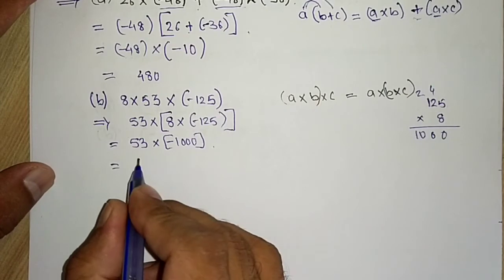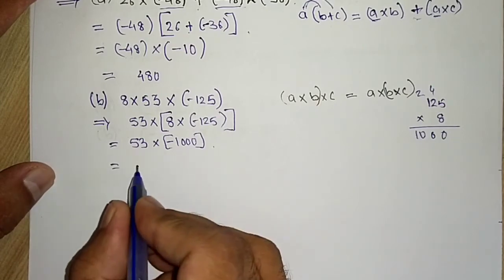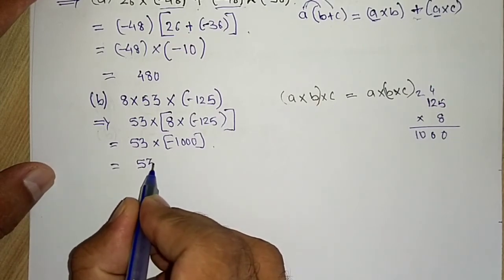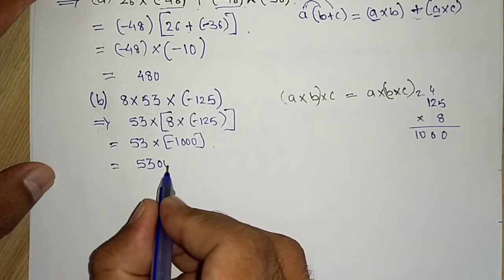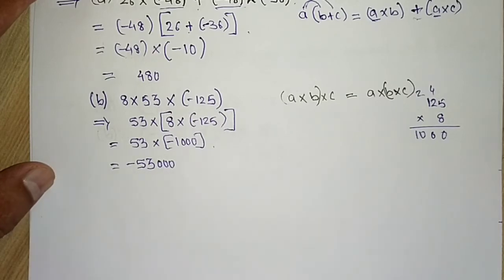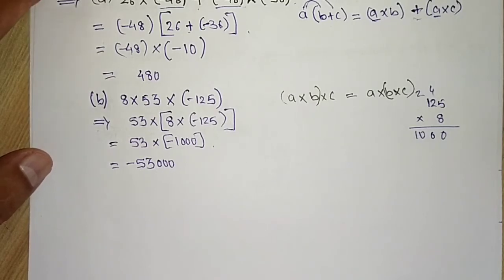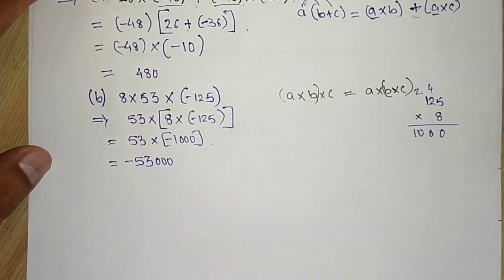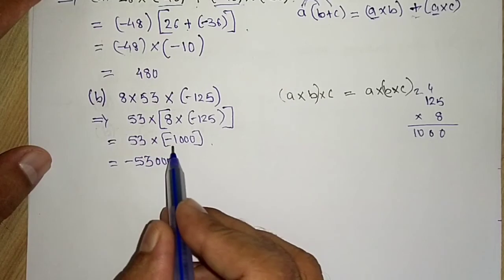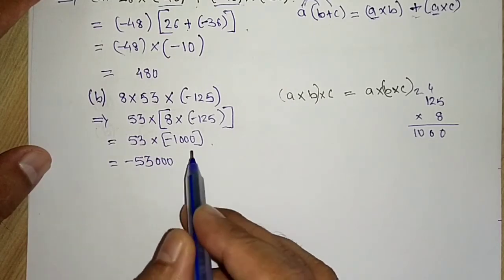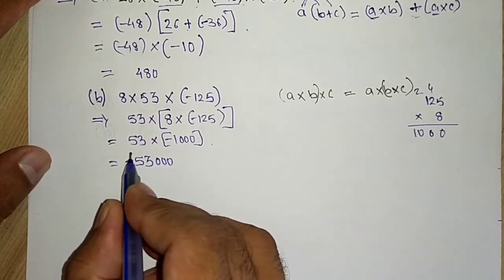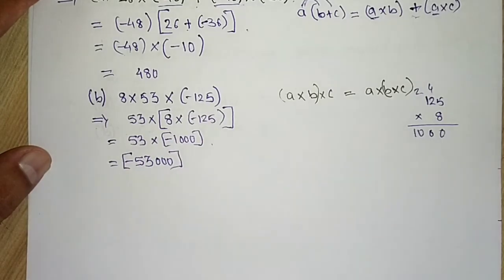Now we will multiply it with 53 and our answer will be 53,000. To multiply any number with 10, 100, 1000, it is very easy. You just have to add the zeros there. So wasn't it easy, students?